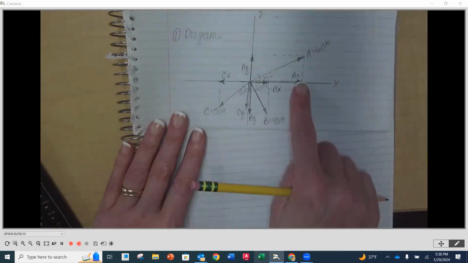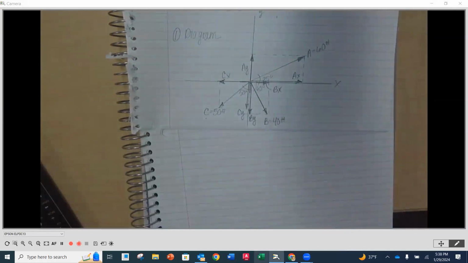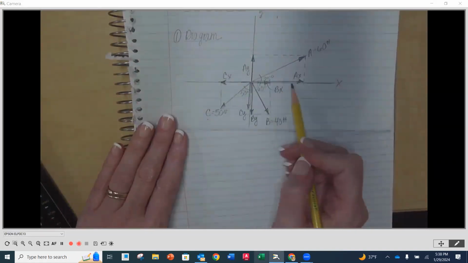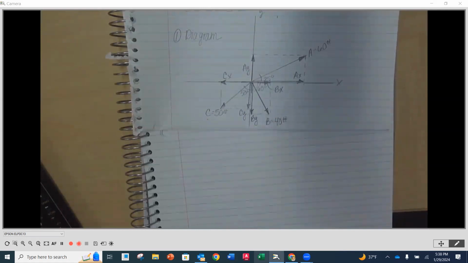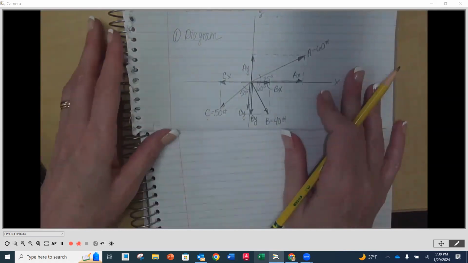Since I have all of my components now aligned horizontally and vertically, I'm going to focus on each one of those directions to determine what's the net value of what's going on there. So we're going to start by looking at our horizontal axis. Now, before we do, we have to define what we call our convention. That convention is going to tell us what's positive and negative.